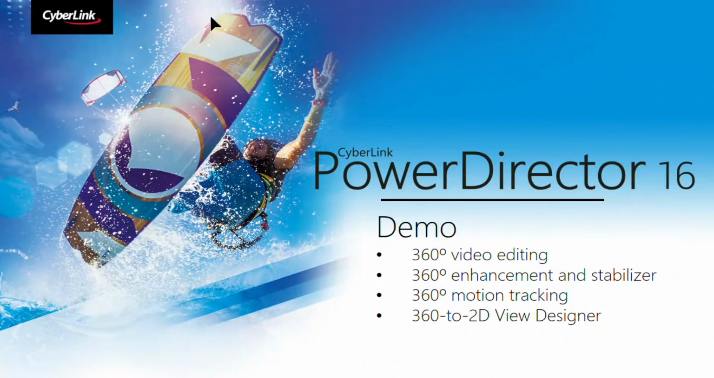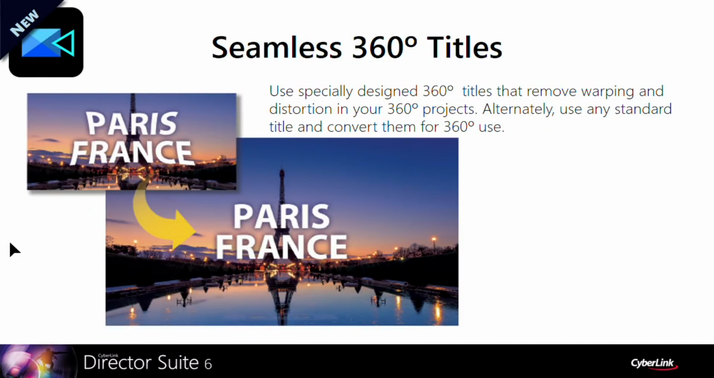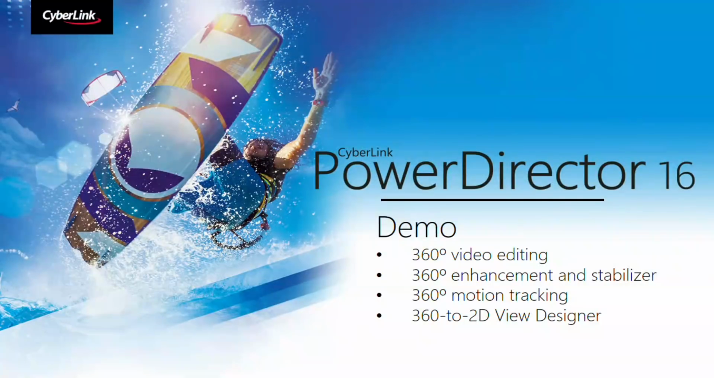So that's the first part. We demoed some of the great tools for 360 video editing, and let's do a bit of a recap of what we have been doing. So we have seamless 360 titles. Now when you add any text or any logo image, you don't have to worry about the text being distorted. Now you can convert them to a 360 object.